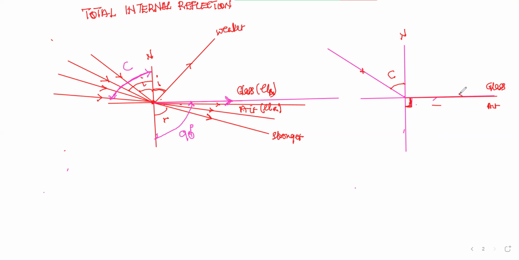And when that angle of incidence in the more dense medium is reached, we have the angle of refraction exactly equal to 90 degrees. This angle of incidence in the more dense medium that produces an angle of refraction of 90 is known as the critical angle. So at the critical angle, the refracted ray is just along the boundary.